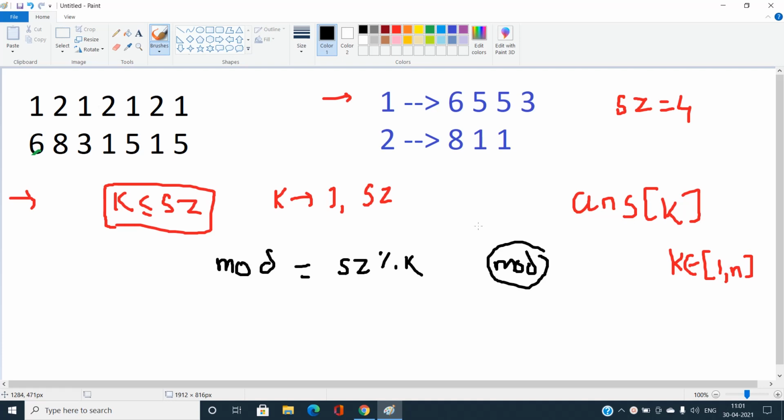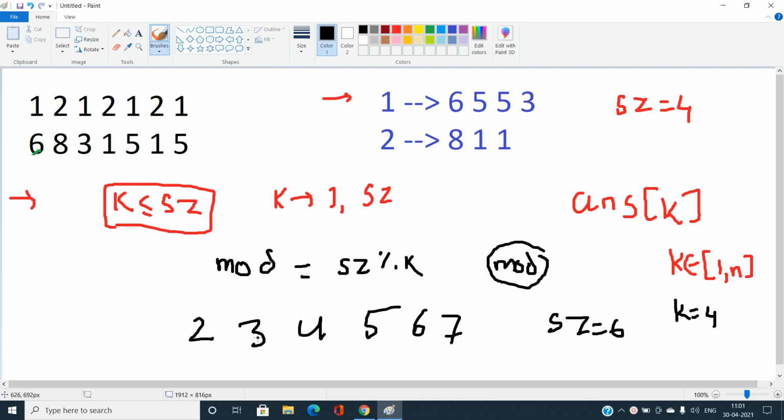That is, if we have some particular students like 2, 3, 4, 5, 6, and 7, you can easily see K size is going to be 6. And if we take the value of K as 4, you can easily see I can form the pairs in the group of 4. That is, this 4 is going to be picked up and this 2 is going to be left. And how can we find this frequency? We can easily find this frequency by taking the modulus, size modulus K. Okay, this is the way I'm going to do that.